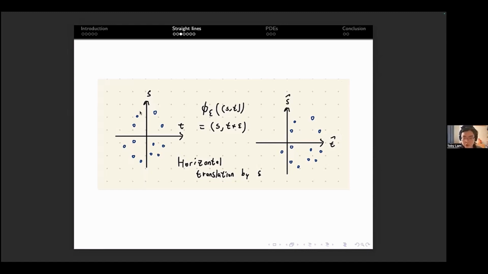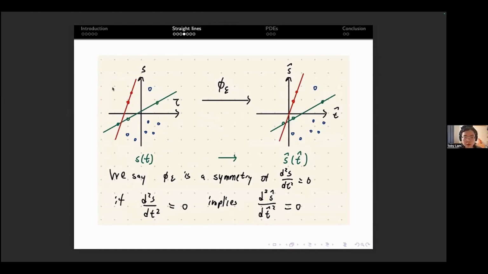So that's all well and good. So what do I mean by symmetry? Well, first of all, let's say I have some function S of t on the left plane, and then I focus on how this symmetry maps each of the individual points of the plot of S of t. It moves it to the right. Now we want to write what's on the right as a function, S hat of t hat.